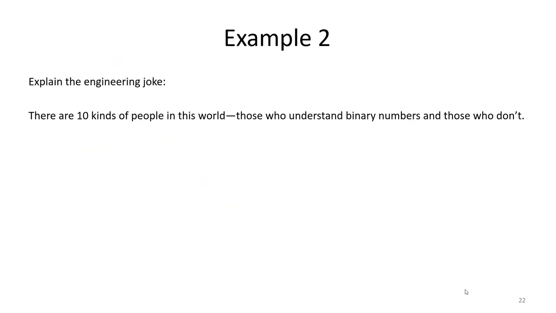Alright, so in our next example, let's explain this silly engineering joke. There's this joke that says the following. There are 10 kinds of people in this world. Those who understand binary numbers and those who don't. Why might this joke be funny for someone who understands binary numbers?